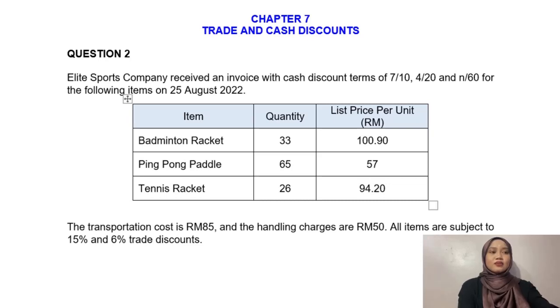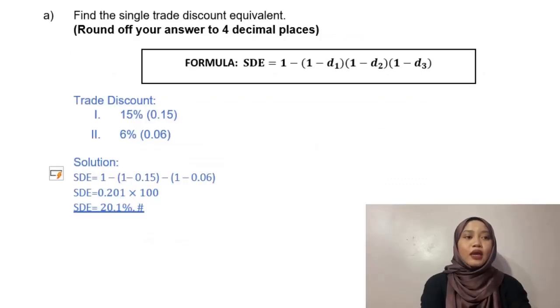All items are subject to 15% and 6% trade discount. Question 2A. Find the single trade discount equivalent. Round off your answer to 4 decimal places. For this question, we use formula SDE is equal to 1 minus in bracket 1 minus D1 in bracket 1 minus D2 in bracket 1 minus D3. D1, D2 and D3 is equal to trade discount.